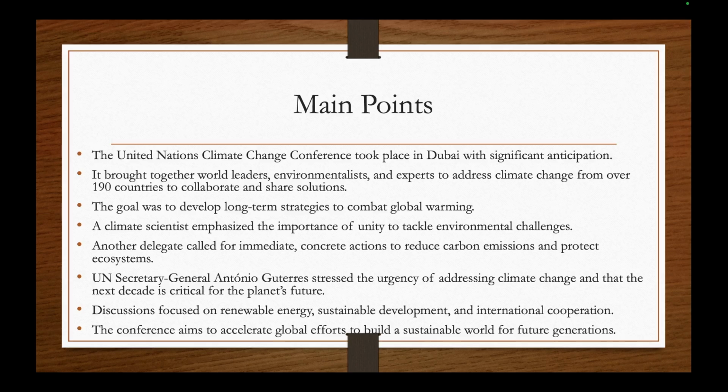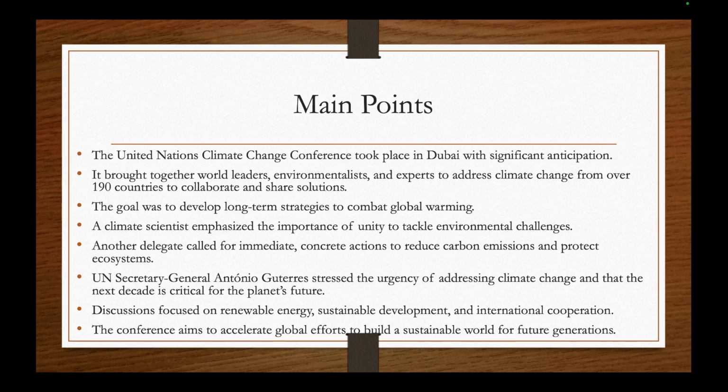Now, the main points are: the United Nations Climate Change Conference took place in Dubai with significant anticipation. It brought together world leaders, environmentalists, and experts on climate change from over 190 countries to collaborate and share solutions. The next one is: the goal was to develop long term strategies to combat global warming. A climate scientist emphasized the importance of unity to tackle environmental challenges. Another delegate called for immediate concrete actions to reduce carbon emissions and protect ecosystems.